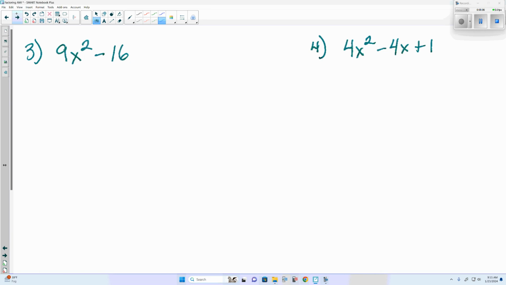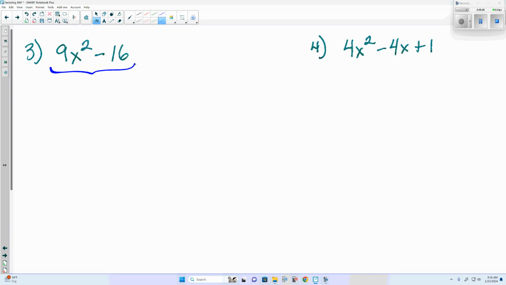We have 9x squared minus 16. The x squared kind of gives us a hint at what we're looking at, because it's a perfect square and we're subtracting these two here. So we need to see if these are two perfect squares. 9x squared, what times itself is 9x squared? 3x and 3x, because 9 is a perfect square, it's 3 times 3. X squared is x times x. Is 16 a perfect square? Yes, that is 4 and 4. So this is our difference of perfect squares.